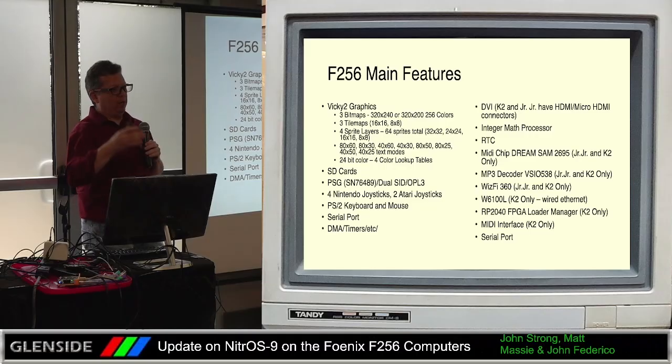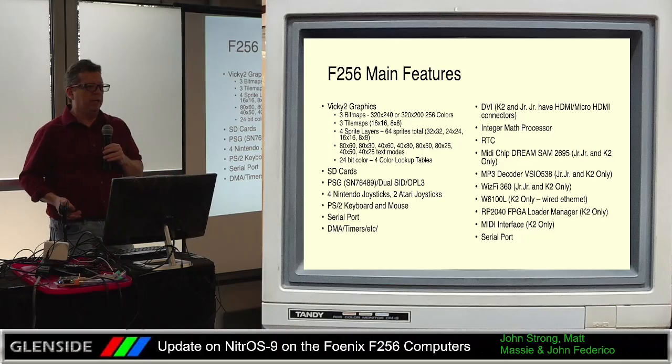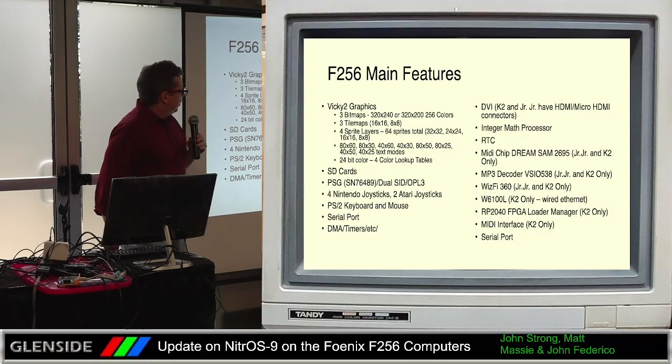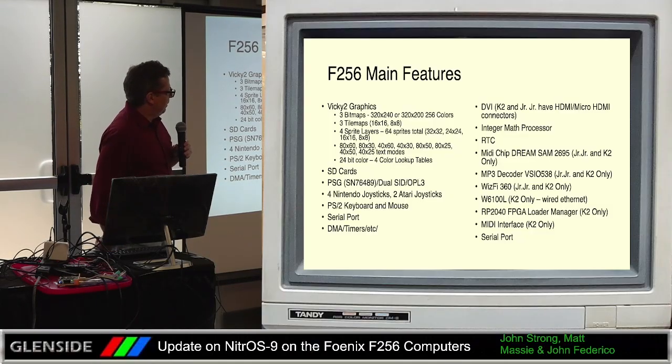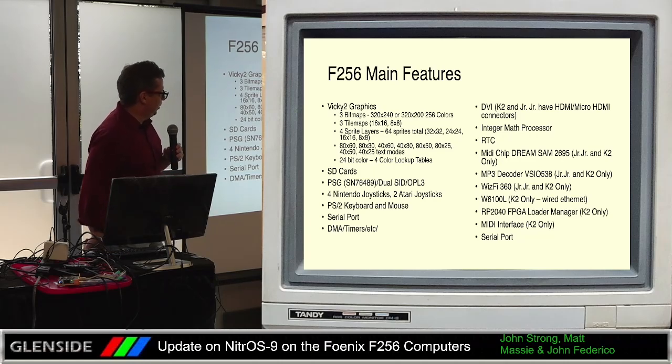Same thing with the tile maps. The tile maps are layered, so you can have either a bitmap or a tile map. The resolution is 320 by 240 if you're running at 60 hertz, or if you're running at 70 hertz, it's 320 by 200. All right, so there are 4 sprite layers. Again, you can have 64 sprites total. You can have different resolutions for the sprites, from 8 by 8 all the way up to 32 by 32.